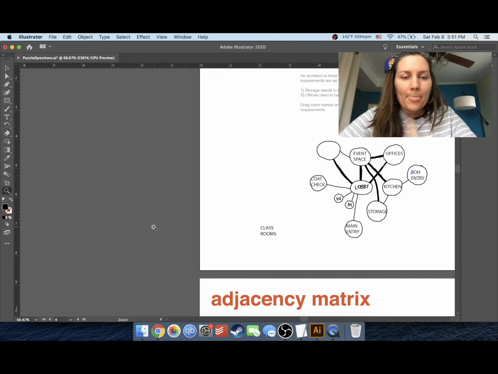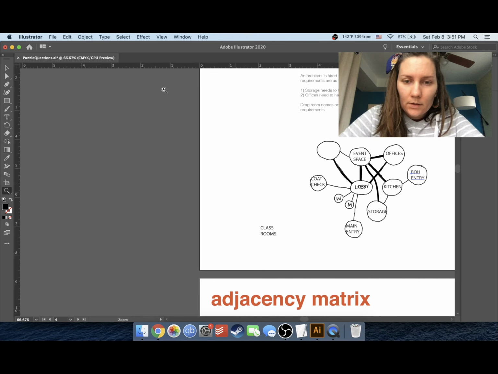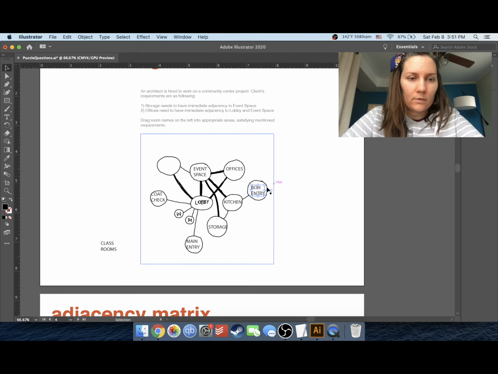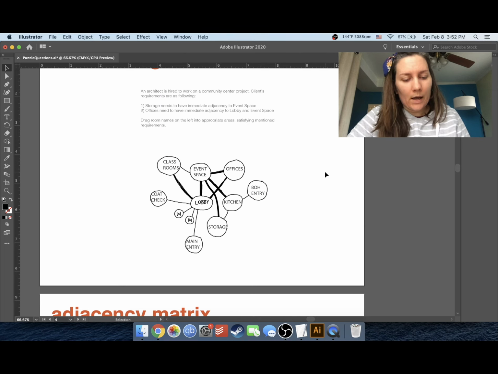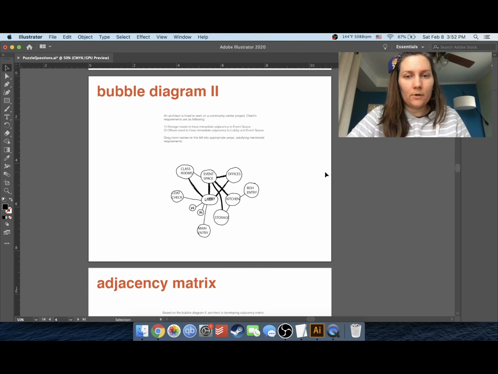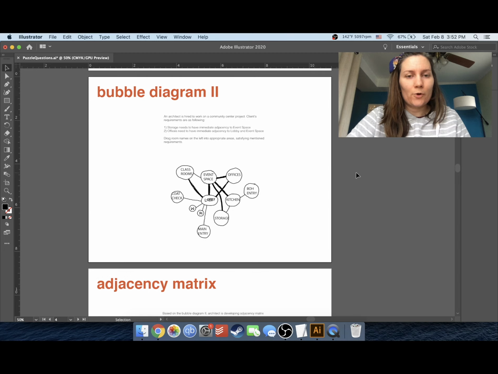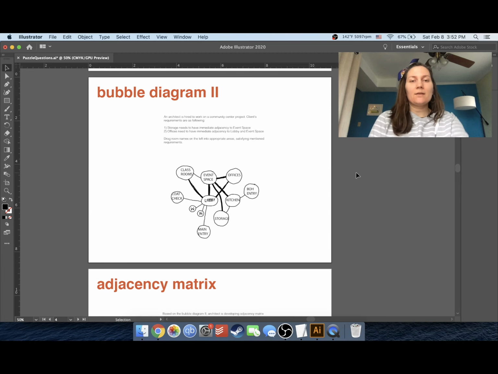There we go. And then we are left with classrooms that are gonna go here, and we're done. So I wanted to use this example to show you that sometimes the order of these requirements can be used to make you panic or not.